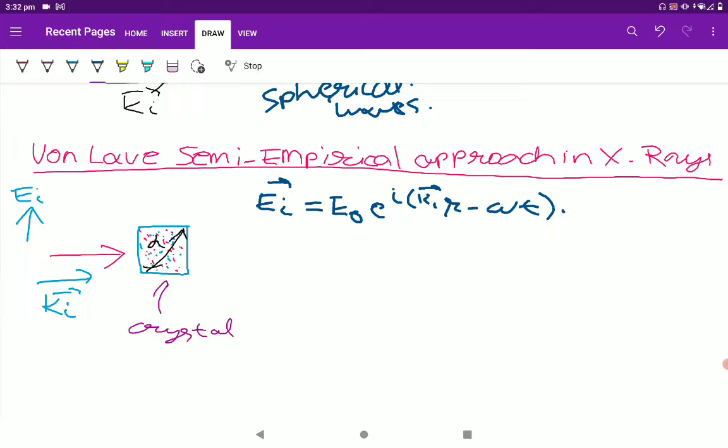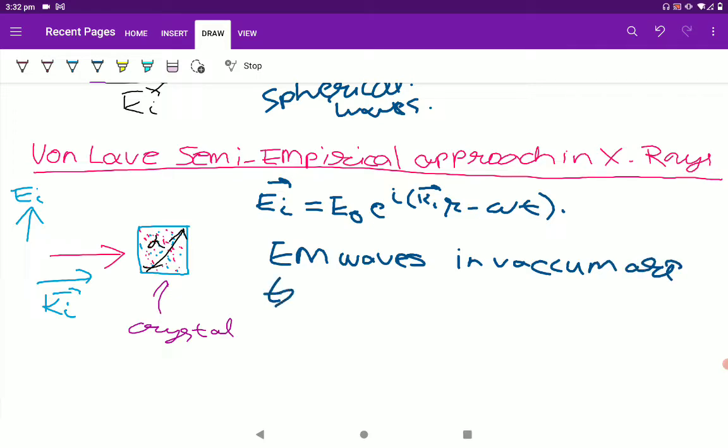So in this case, we can see that the electric field is perpendicular to the direction of propagation, because electromagnetic waves in vacuum are transverse waves.